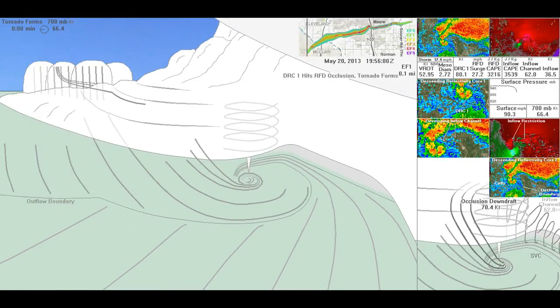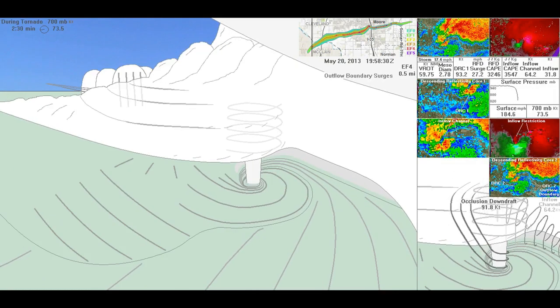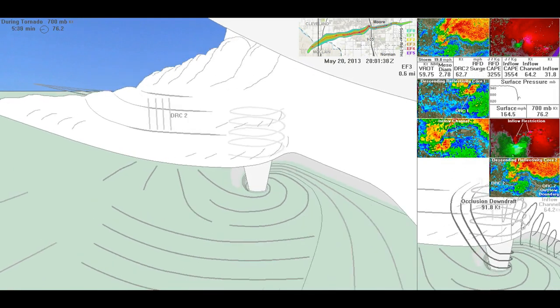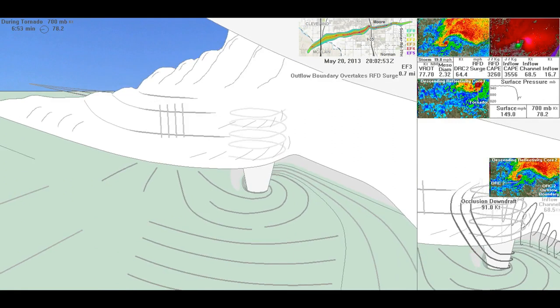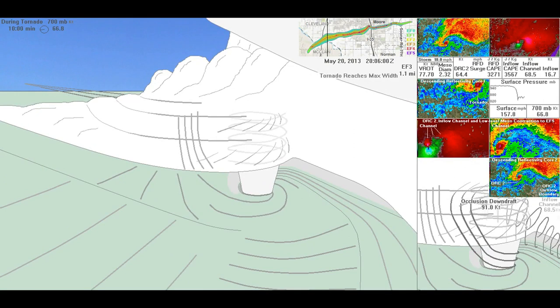Also notice how the winds, as the tornado develops, there appears to be this stretching where the lines that represent the winds kind of separate. And the tornado becomes very large very quickly, and the Moore tornado developed to over a mile wide within the first 10 minutes. And this is at the time when the Moore tornado was 1.1 miles wide. It had reached maximum width at this point.